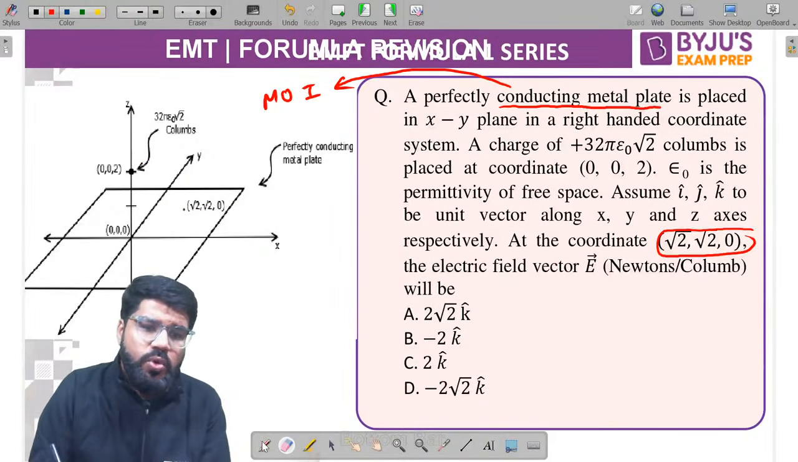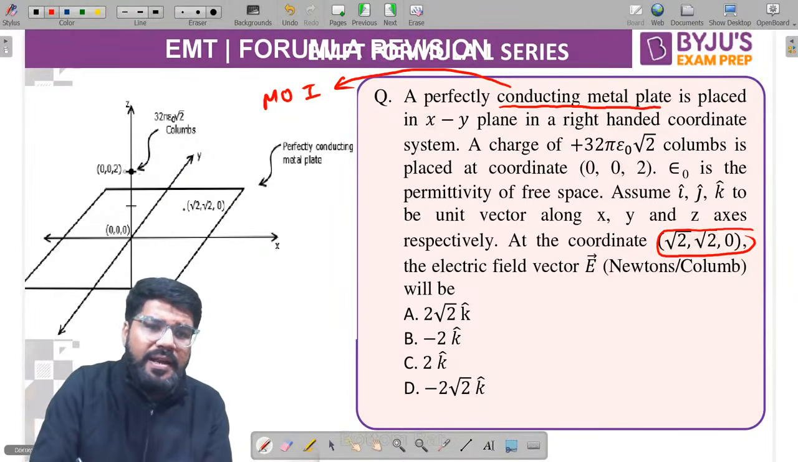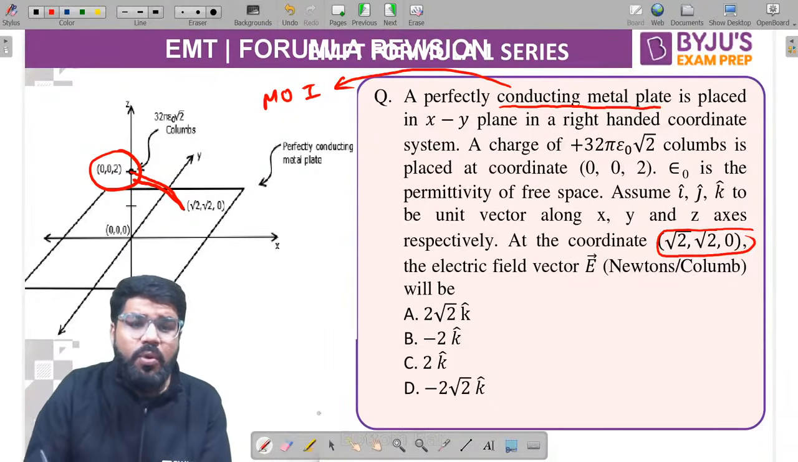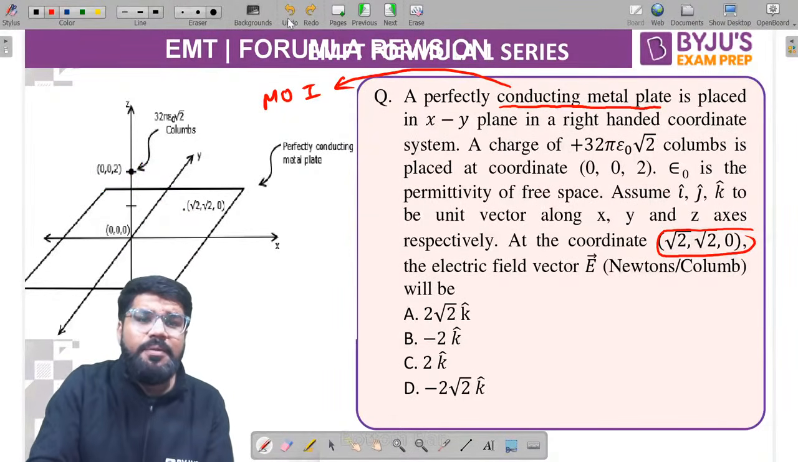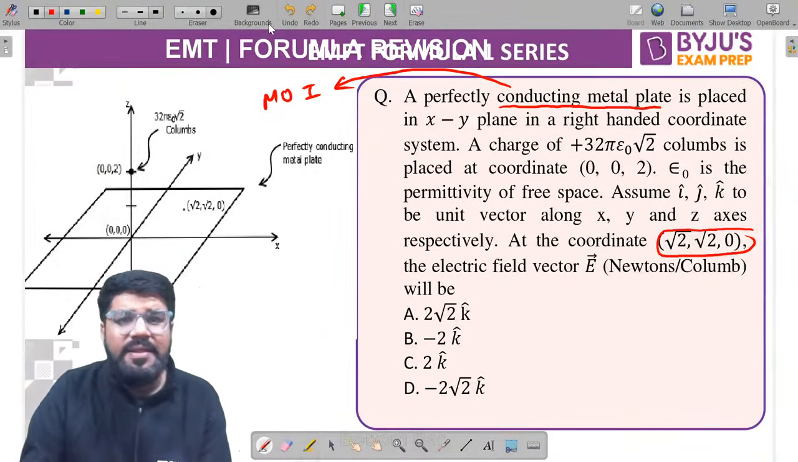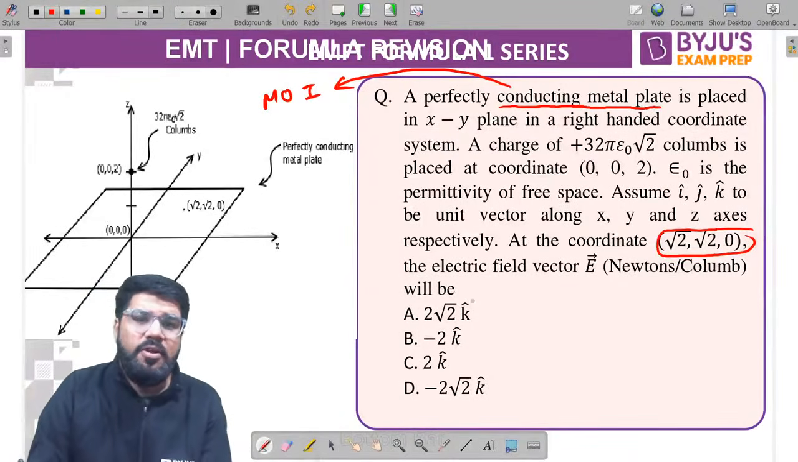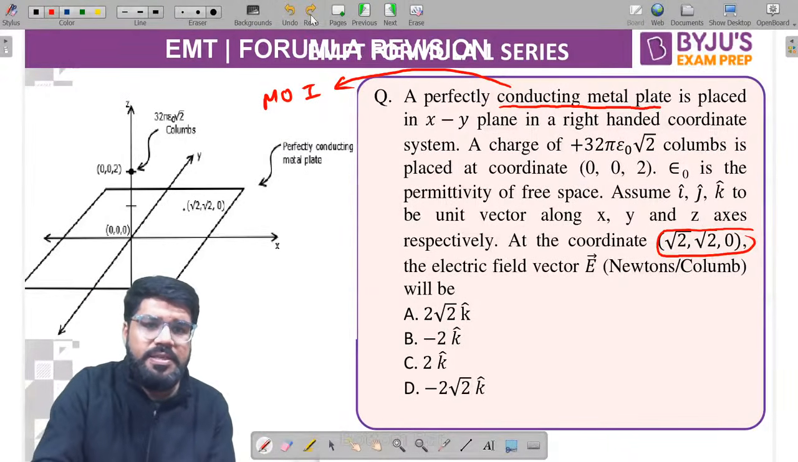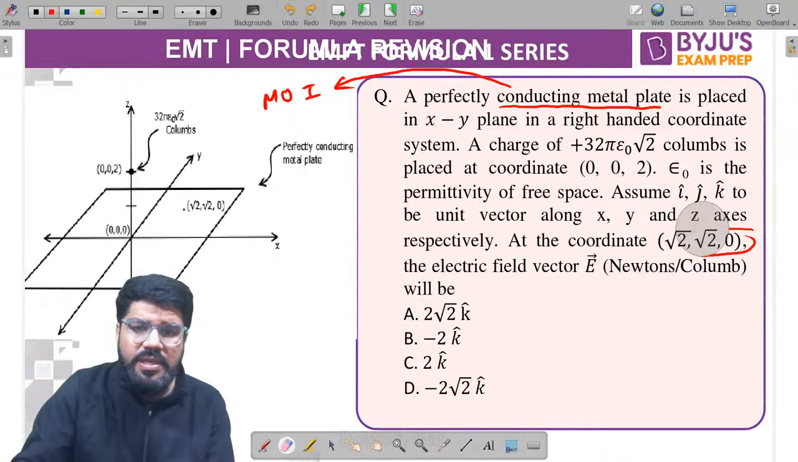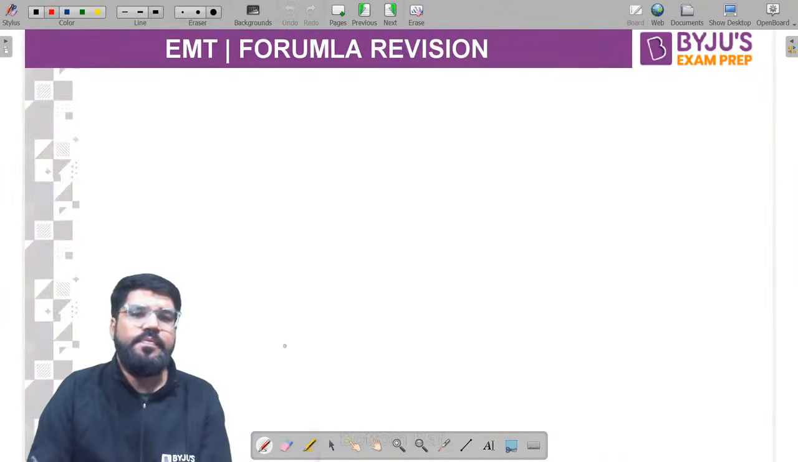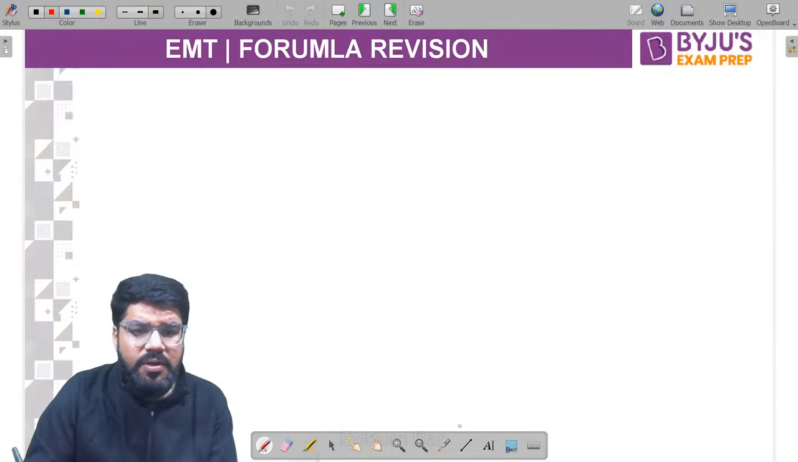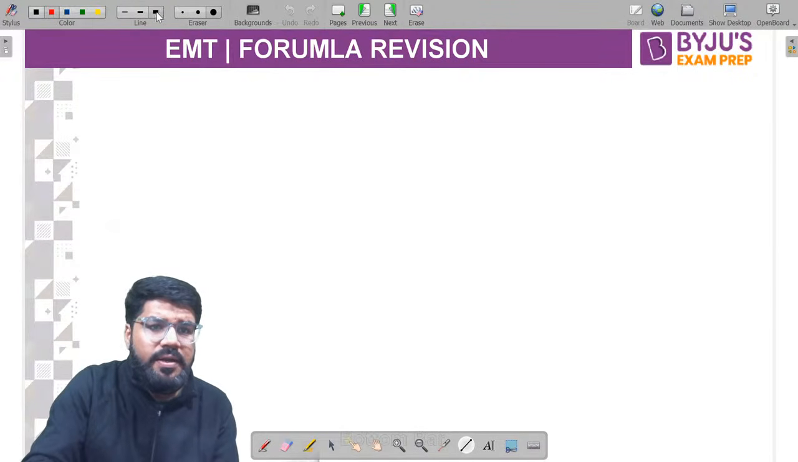Now dear students, you can calculate the electric field due to this particular charge, which is at 0, 0, 2. But what is the electric field due to the metal plate? For that we apply the method of images. I told you it is better to explain this with this question. So what is the scenario right now?